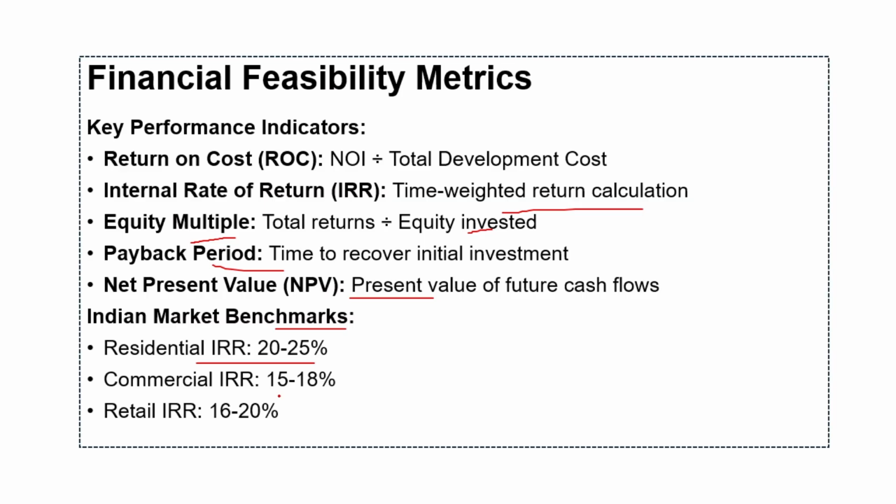And then the retail target of 16 to 20% reflects the moderate risk level with tenant merchandise mix challenges, but generally strong cash flow once stabilized. So these benchmarks guide development decisions and help evaluate whether project returns justify development risk relative to alternative investment opportunities.